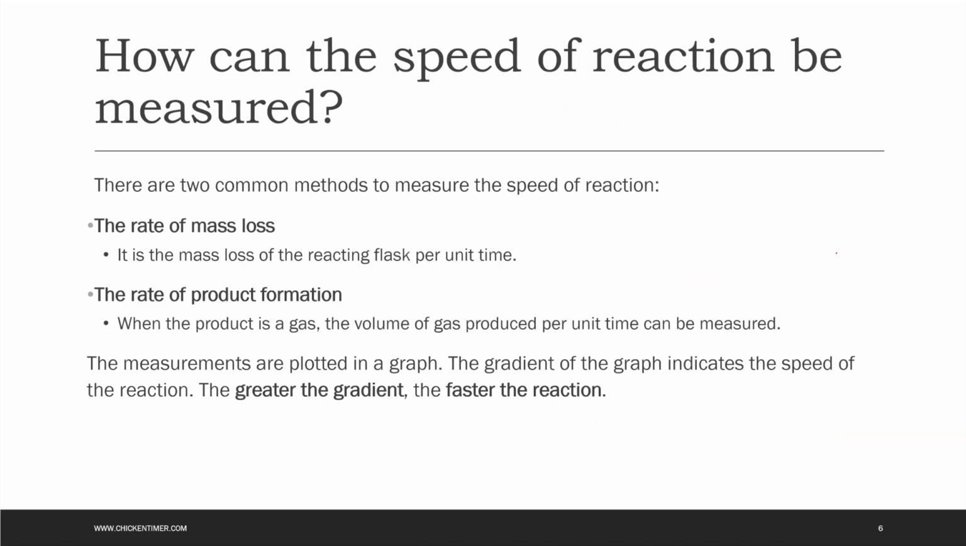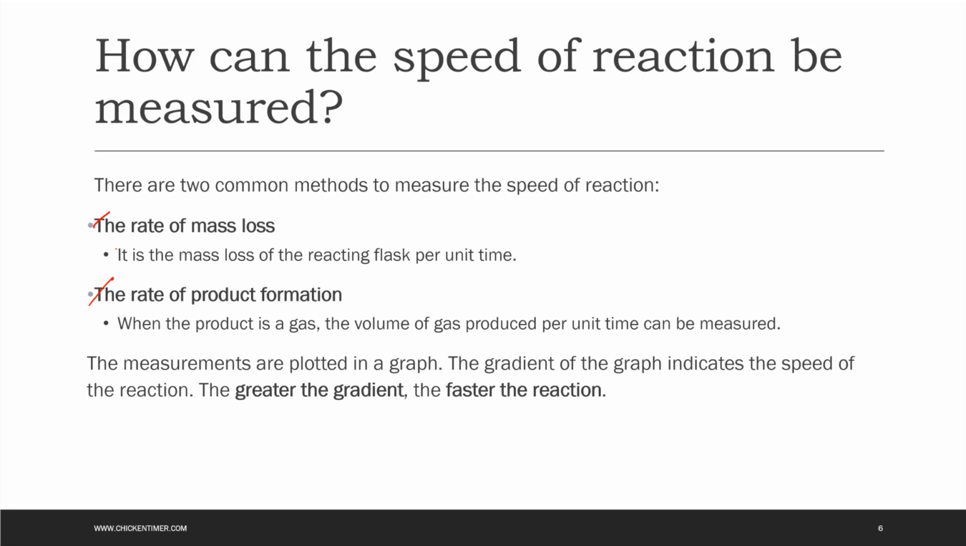So you have the mass loss you said just now. Two common methods to measure speed of reaction: mass loss or amount of product formed. So you measure either mass or volume. But there's a catch to mass loss. Certain reactions cannot be measured using mass loss.